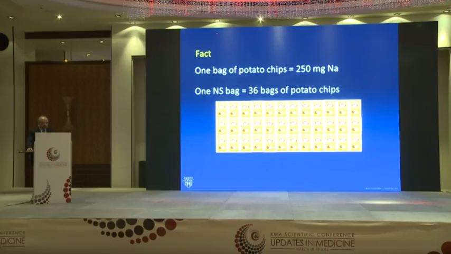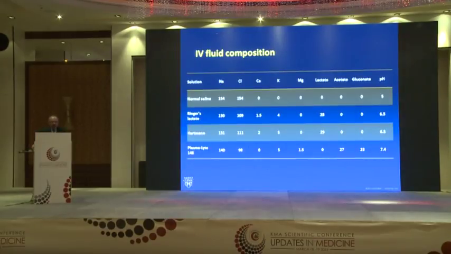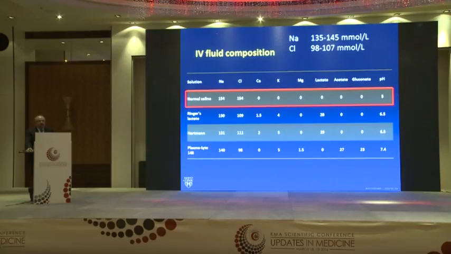Now I'm going to show you some evidence. This is IV fluid composition. As you know, normal saline is called normal saline, but by no stretch of the imagination is normal saline normal. Normal saline has a sodium and chloride concentration of 154 milliequivalents per liter. Normal sodium is 135 to 145. Normal chloride is 98 to 107. So this is not normal saline. It is abnormal saline.